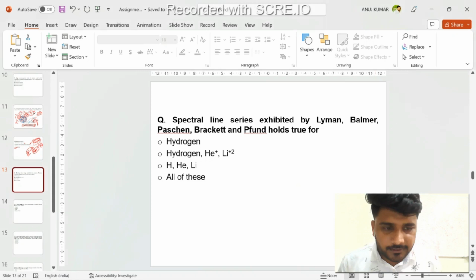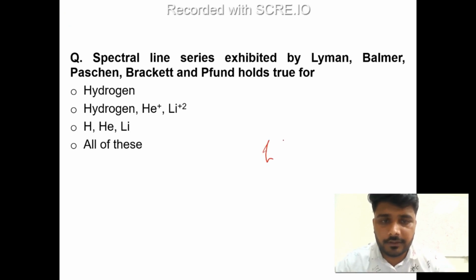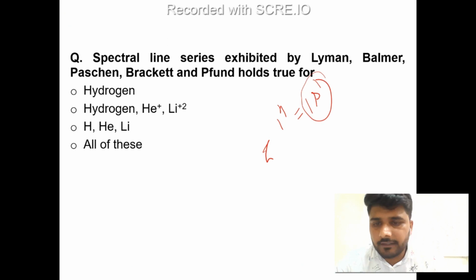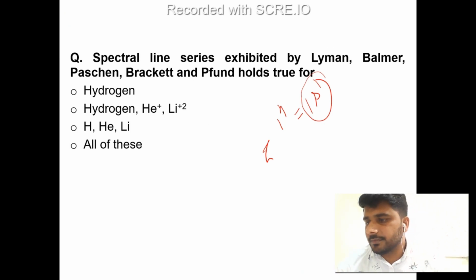Okay. So the spectral lines were basically first observed for hydrogen. In the case of hydrogen, 1s1 is the electronic configuration. You only have to observe the same electronic configuration, and then you can say yes, these spectral line series can be exhibited by others also. Yes, from the periodic table, I will explain.